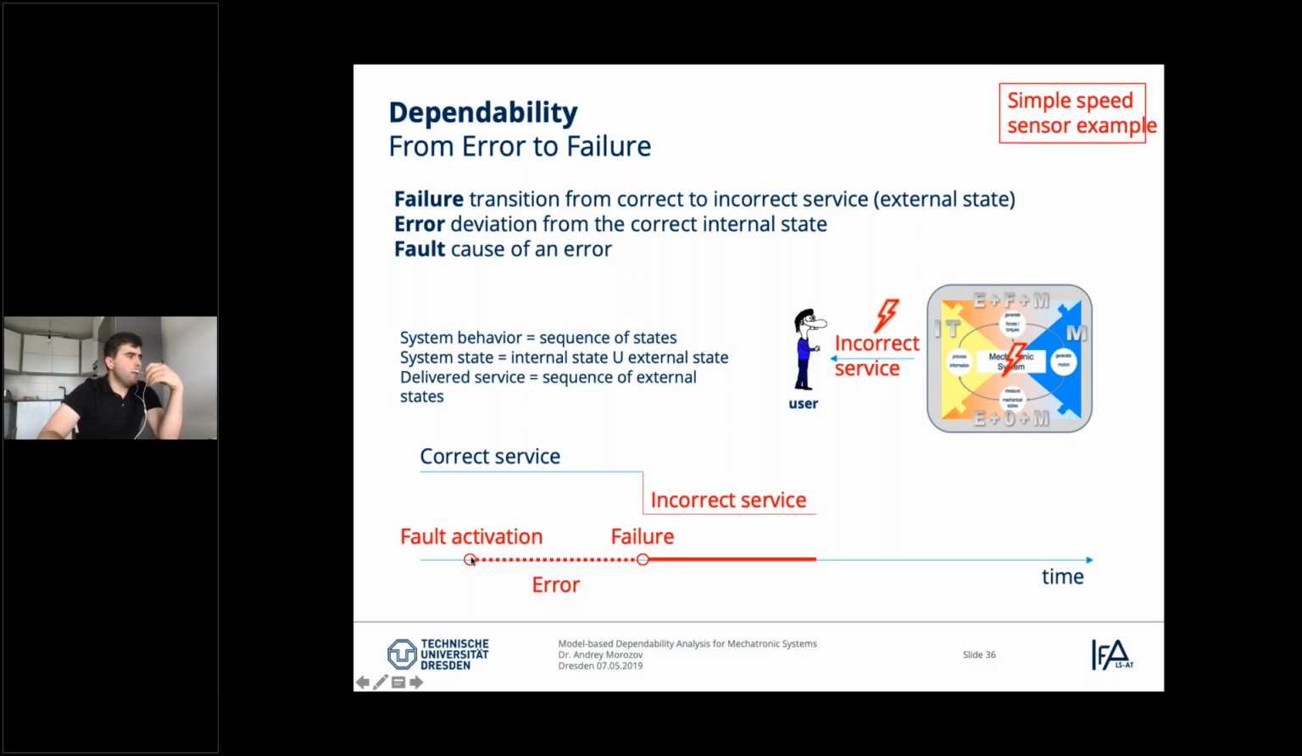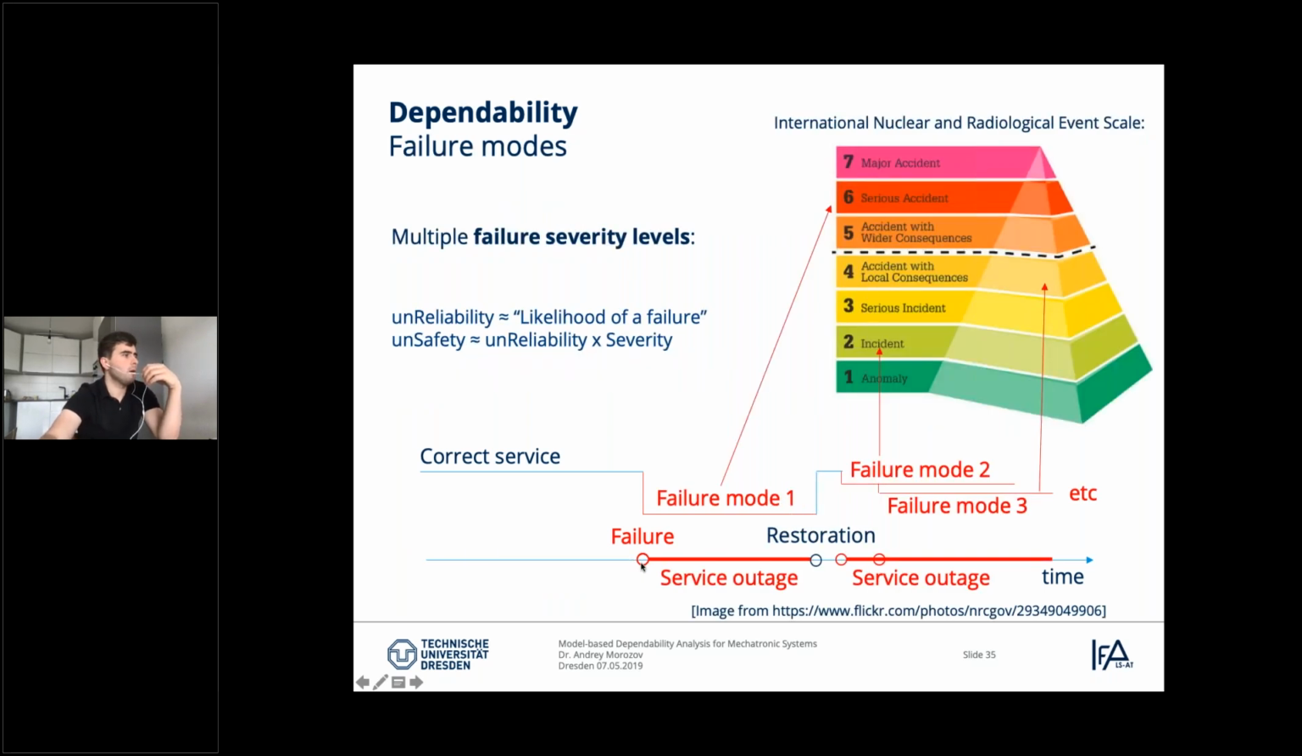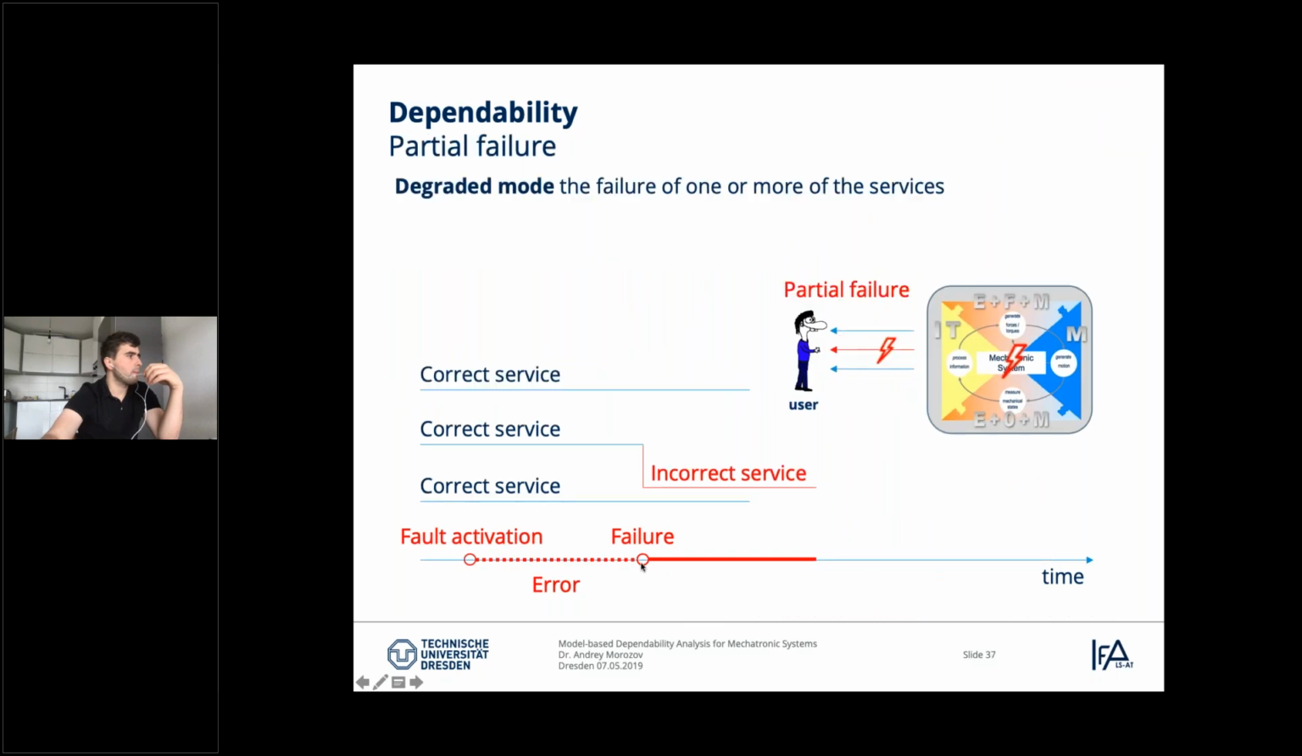But between the fault and the failure, we could have some time. It could be that at some point in time, something bad has happened in the system, some fault appears or is activated. And then the system is in an erroneous state for some time. But as soon as we provide incorrect service, this is the point in time when the system failed. And this is the failure. We always first have the fault activation, then we have an erroneous state of the system, and then we have the failed state.